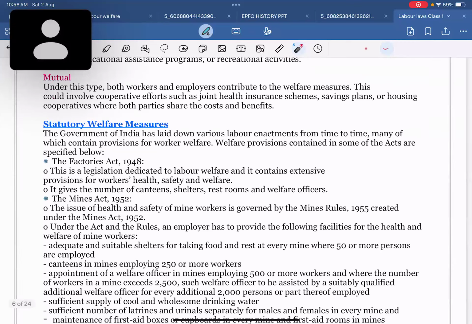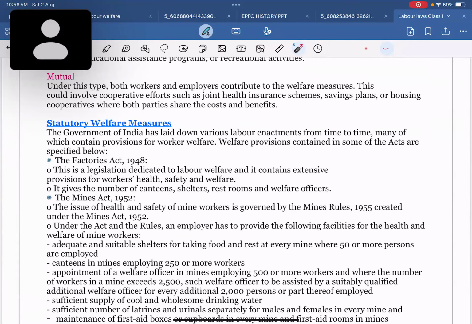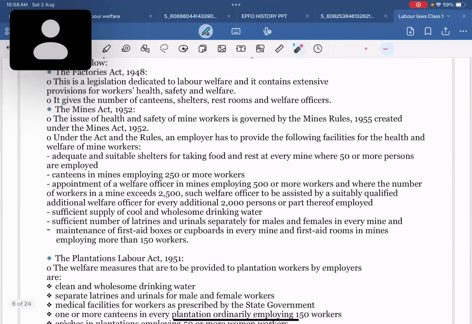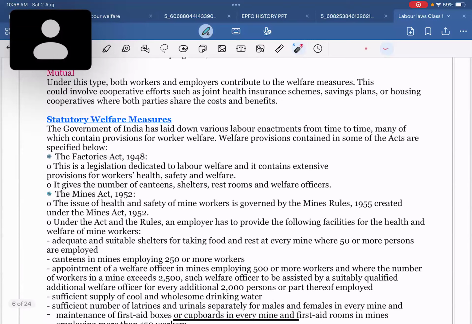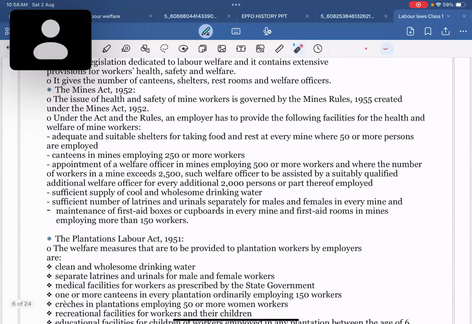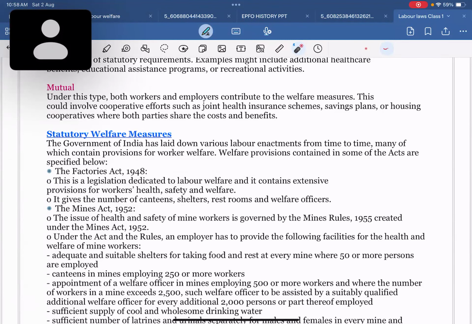Now statutory welfare measures. What are the statutory welfare measures and which acts come under it? We are going to describe these briefly here. The Government of India has laid down various labor enactments from time to time, many of which contain provisions for worker welfare. Welfare provisions contained in some of the acts are specified below. The Factories Act 1948. We are going to discuss this in detail in the next sessions.